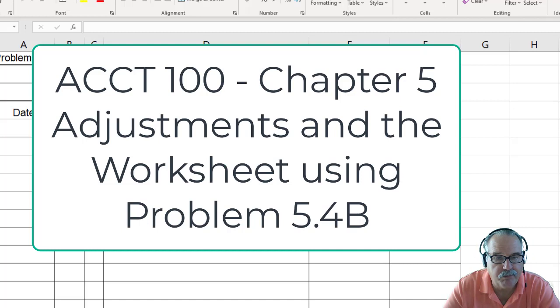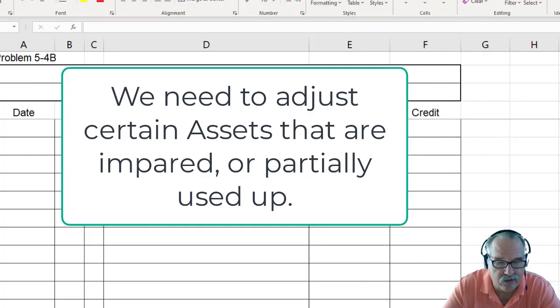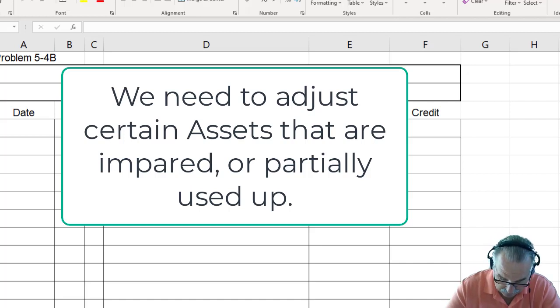However, before we can prepare financial statements that are accurate, we need to make adjustments for certain things that may be impaired. So what I mean by that is if we bought supplies, some of those supplies may have gotten used up. If we paid for some insurance, some of that insurance may have been used up. If we bought a piece of equipment that we're going to use for 5 years, some of that 5 years has now gone by. We've used the equipment. It has depreciated. And we also may need to accrue for things.